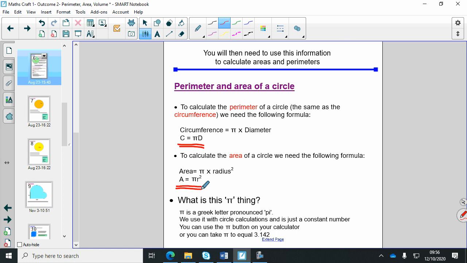So this pi thing, pi is a Greek letter. It's used in circle calculations and is just a constant number. If we're rounding it, we can equal it to 3.142, but I would get used to using the pi button on your calculator. So two formulas to remember. This one here, circumference is equal to pi times diameter, and this one here, area is equal to pi times the radius squared.